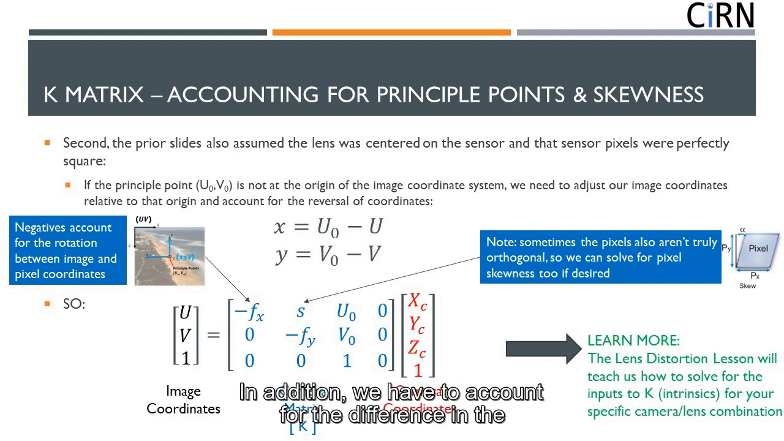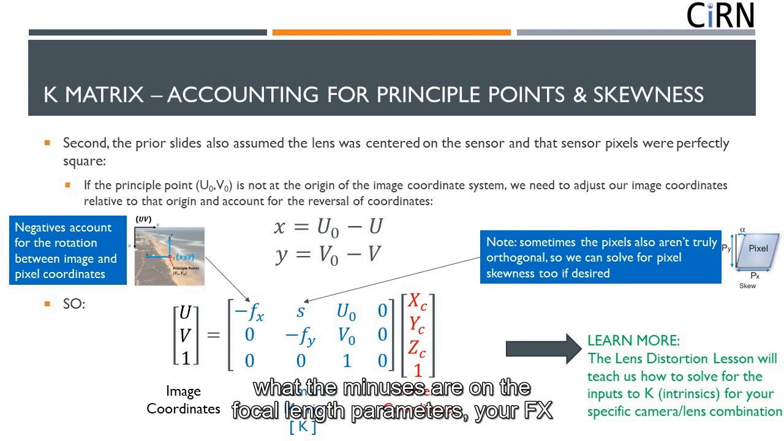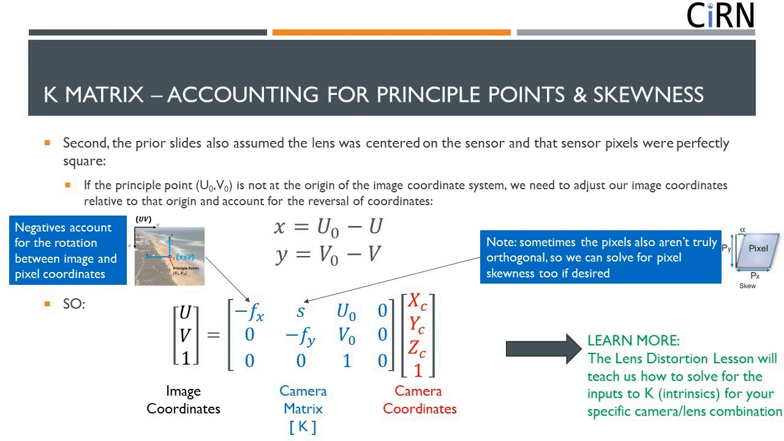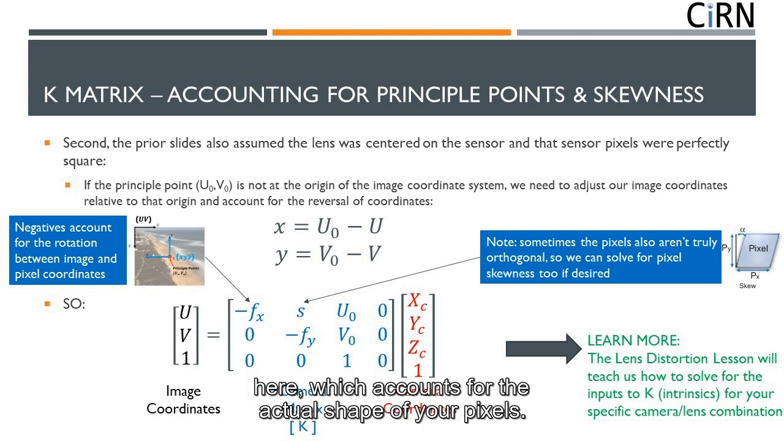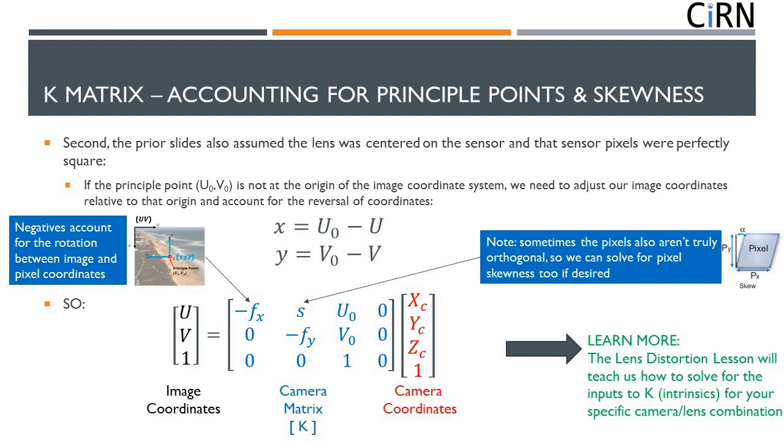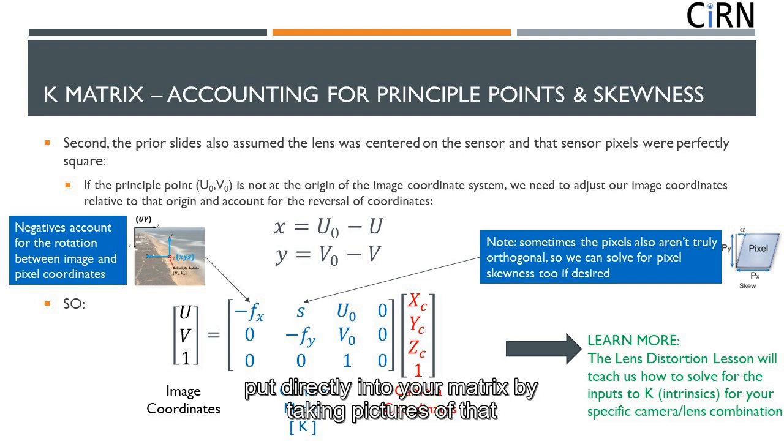Then in addition, we have to account for the difference in the alignment of the image and pixel coordinate system. So that's what the minuses are on the focal length parameters, your fx and fy. And then if you want to, you can add this little skewness value here, which accounts for the actual shape of your pixels. And so the lens distortion lesson, which we'll get to later, will teach you how to solve for these parameters to put directly into your matrix by taking pictures of that checkerboard.